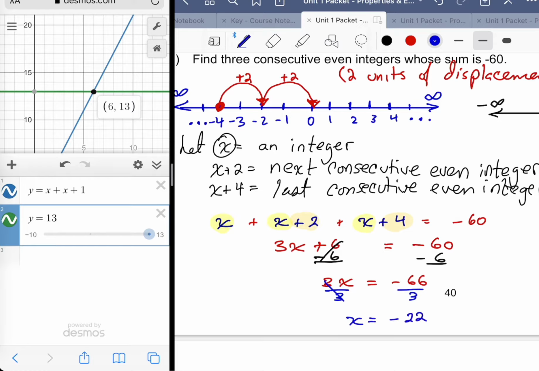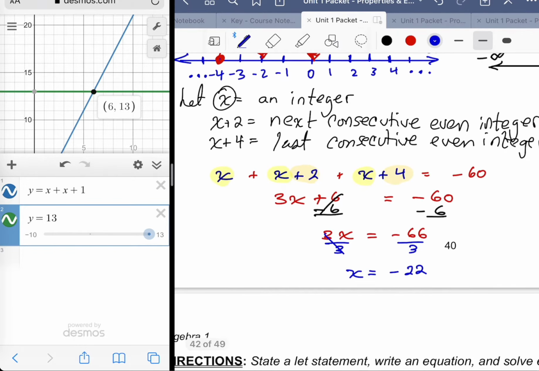When you solve for x, it better be an even integer. That was the whole point of the problem. Find 3 consecutive even integers whose sum is negative 60. I'm not worried about the negative 60 right now, but x better be an even integer. The fact that it's negative, okay, that's fine. You could have integers are negative and positive, so that's fine.